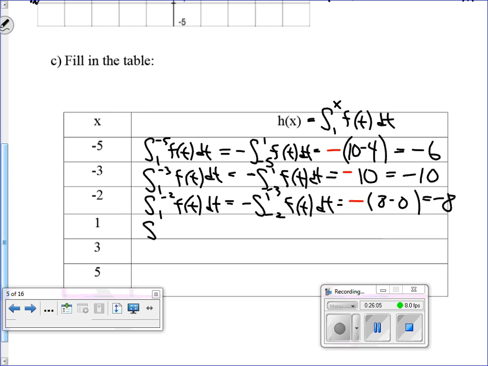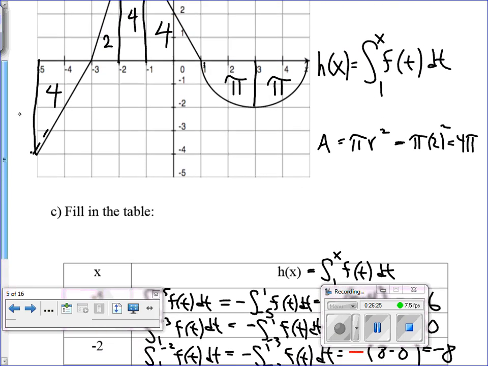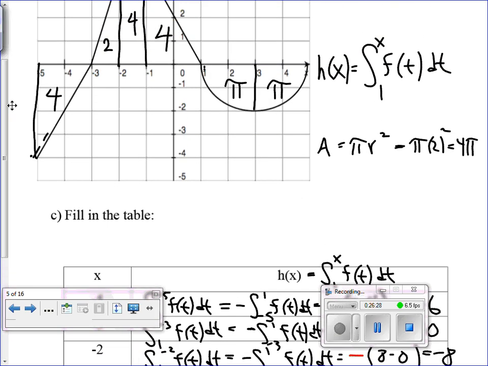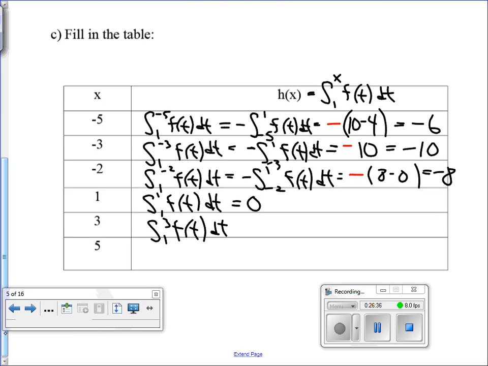H of 1 is the definite integral from 1 to 1. Well, even if I didn't look, we would know that that's 0. H of 3 is the definite integral from 1 to 3. So we don't have to switch it this time, right? Because now the lower limit's less. We look at the graph between 1 and 3. Area above is 0, area below is pi. So the definite integral from 1 to 3 of f is negative pi. So area above minus area below, negative pi.